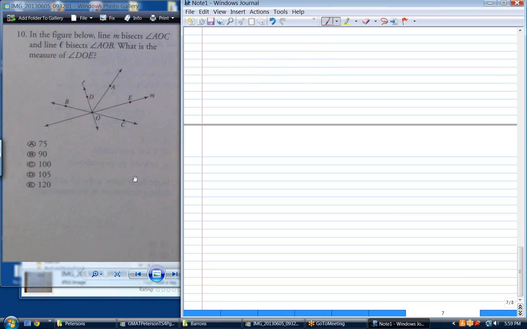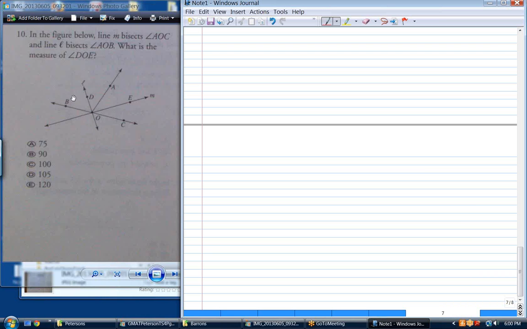Okay, so it says that line M goes through angle AOC. It bisects it. You know what that means? It cuts it in half. So this angle is equal to this angle. That's what bisect means. And then line L bisects angle AOB. So this angle is equal to that angle.